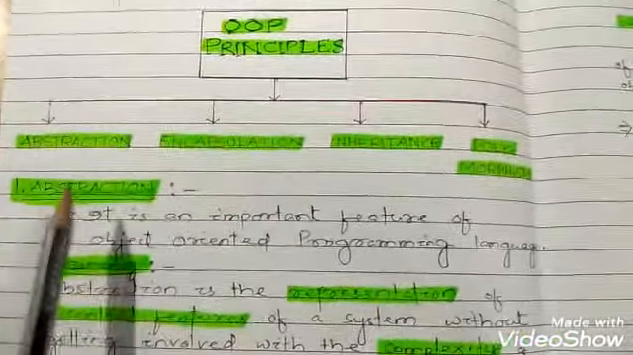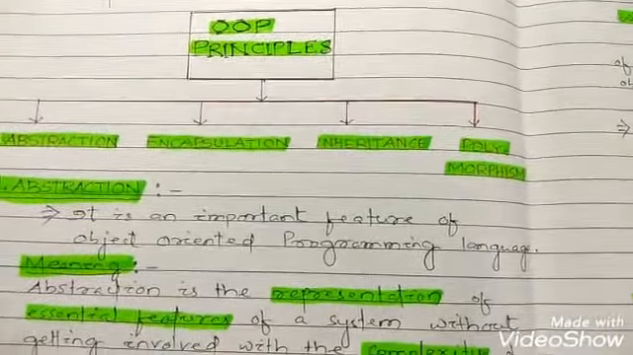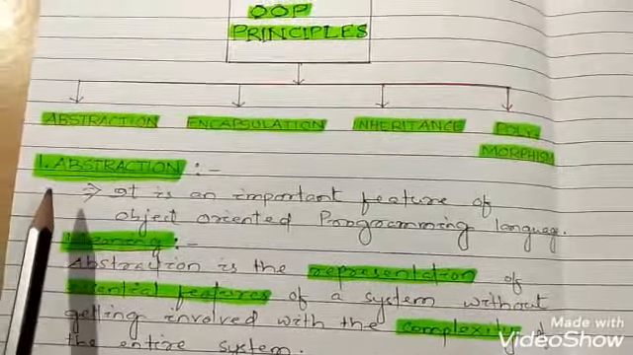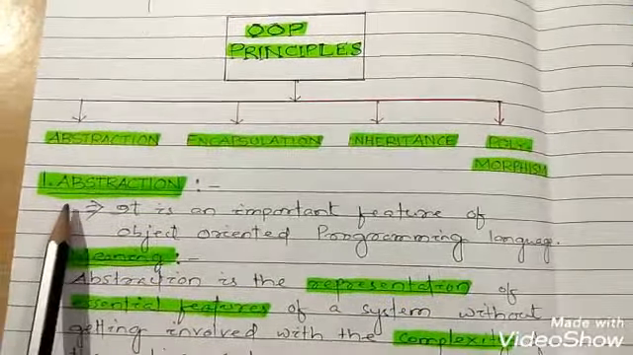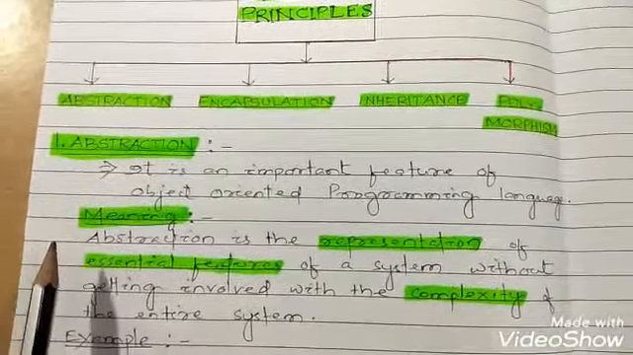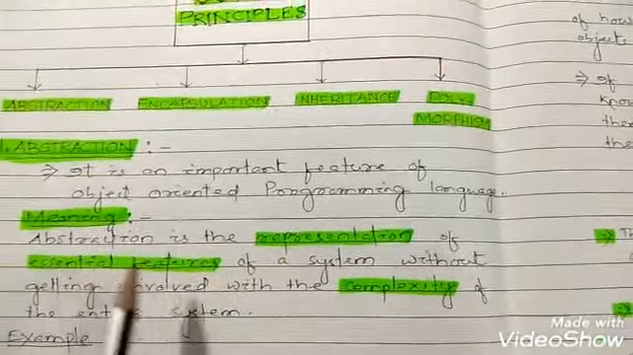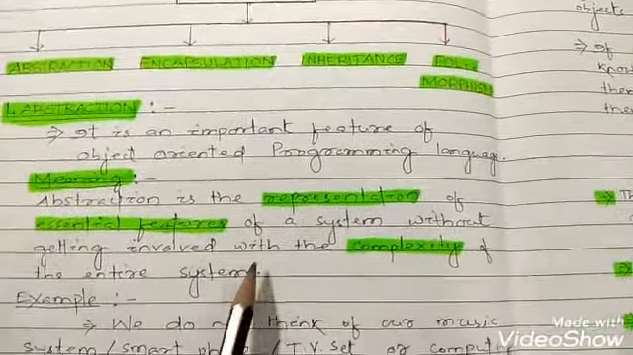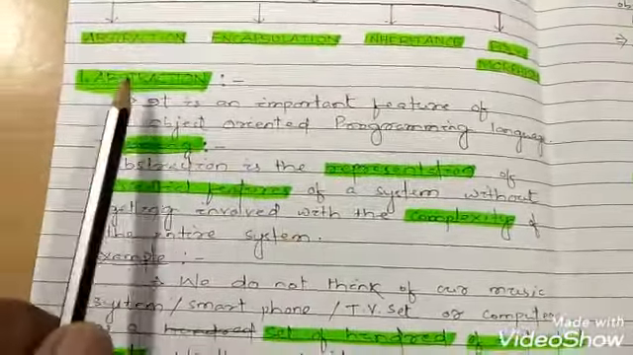Okay, abstraction. Abstraction is an important feature of object-oriented programming languages. Remember, one of the most important features of object-oriented programming is abstraction. So what is abstraction? What does it mean? Abstraction is the representation of essential features of a system without getting involved with the complexity of the entire system. This is the meaning of abstraction.